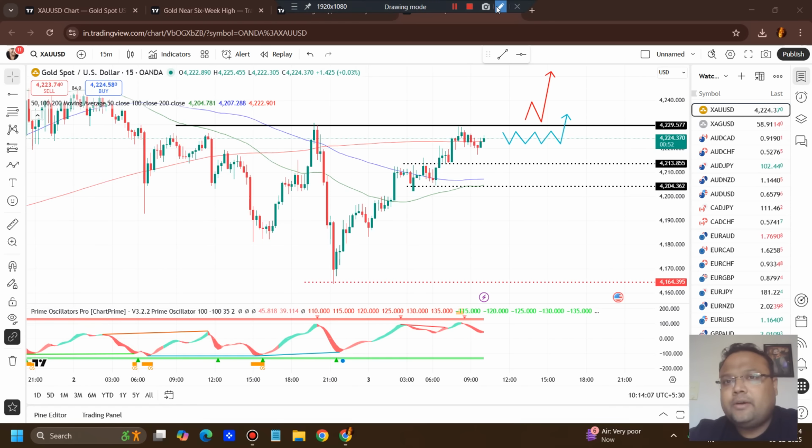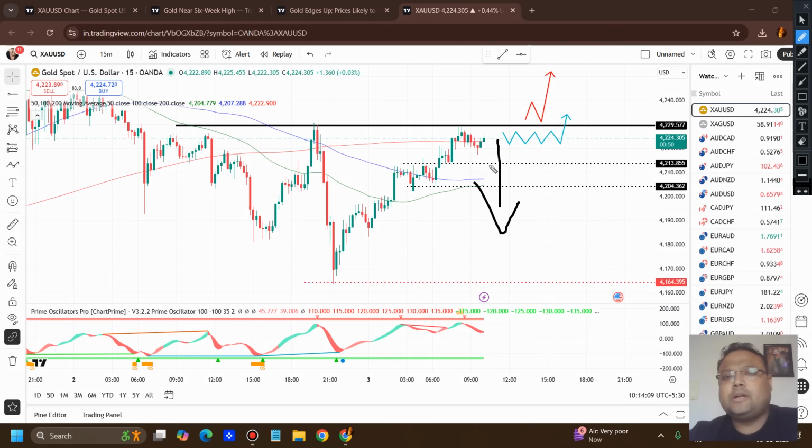So just like yesterday, if the market drops with high pressure, high volume, then obviously we can look for a buy around 4170.